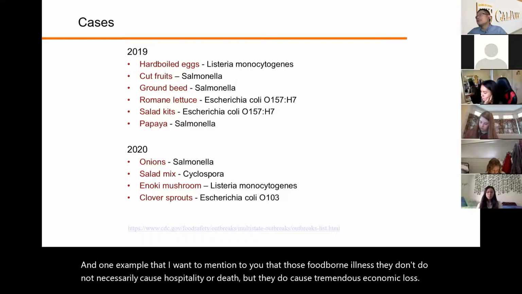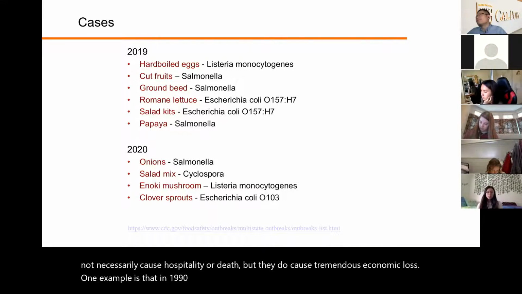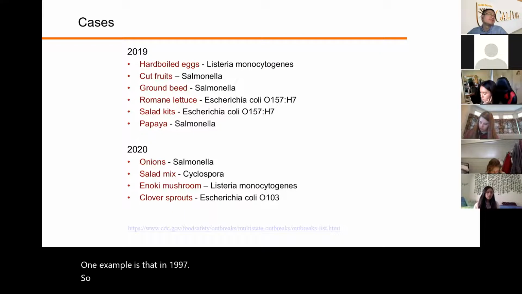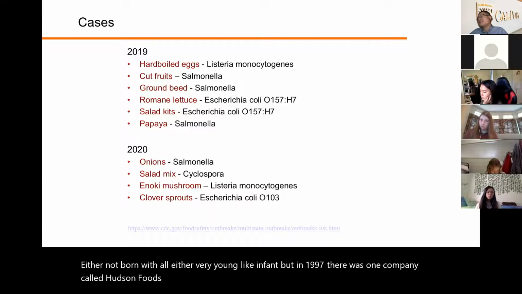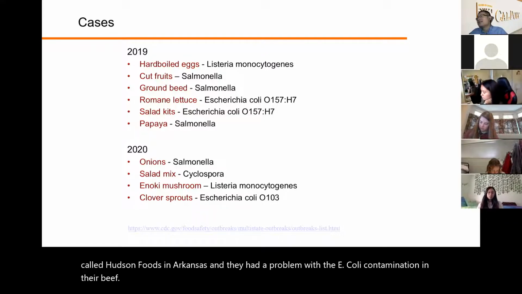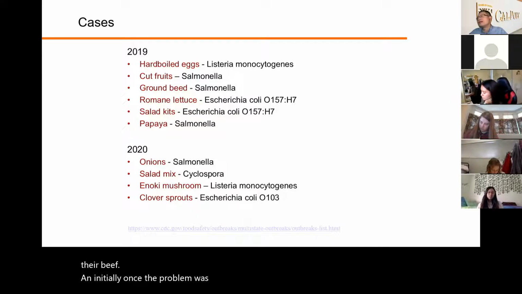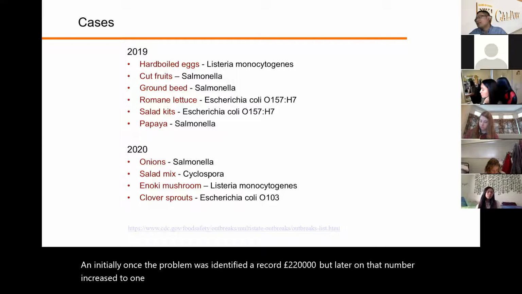One example is that in 1997, so probably you guys were either not born or very young, like an infant. But in 1997, there was one company called Hudson Foods in Arkansas, and they had a problem with E. coli contamination in their beef. Initially, once the problem was identified, they recalled 20,000 pounds. But later on, that number increased to 1.2 million pounds and finally ended up with 25 million pounds.